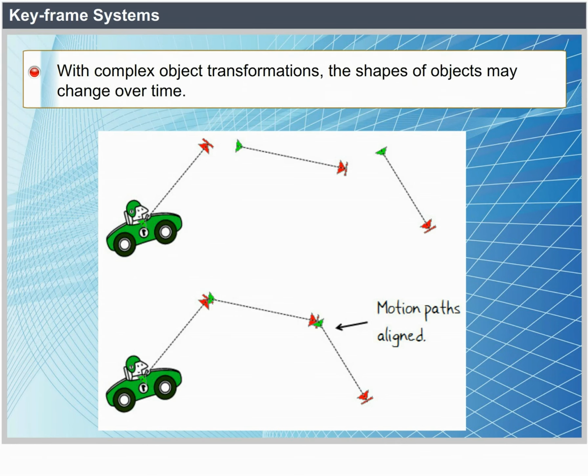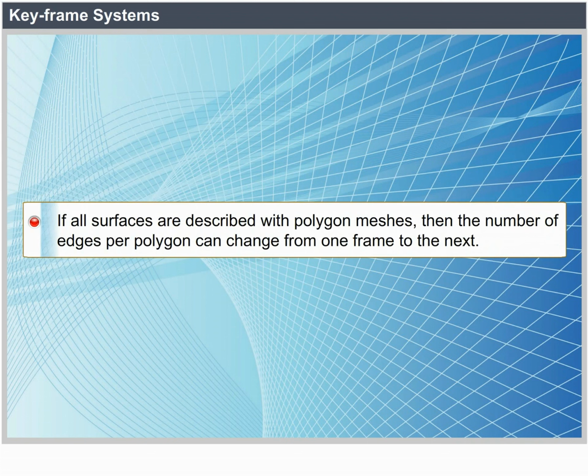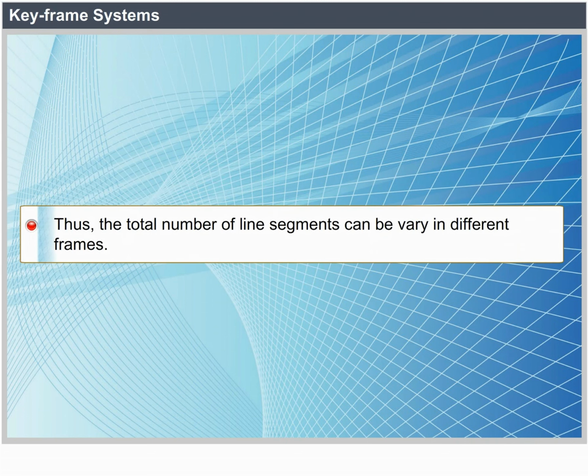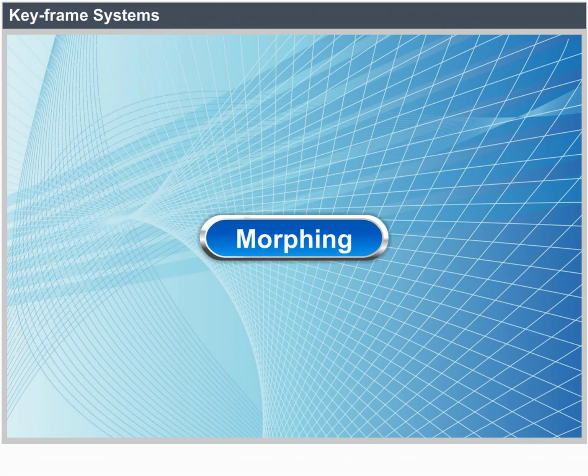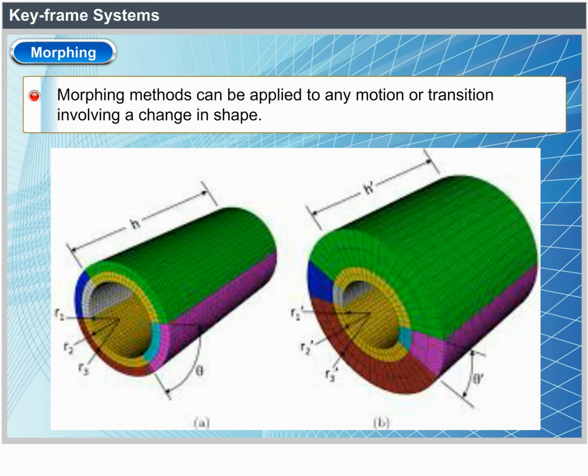With complex object transformations, the shapes of objects may change over time. Examples are clothes, facial features, magnified detail, evolving shapes, exploding or disintegrating objects, and transforming one object into another object. If all surfaces are described with polygon meshes, then the number of edges per polygon can change from one frame to the next. Thus, the total number of line segments can be different in different frames. Morphing. Transformation of object shapes from one form to another is called morphing, which is the shortened form of metamorphosis. Morphing methods can be applied to any motion or transition involving a change in shape.